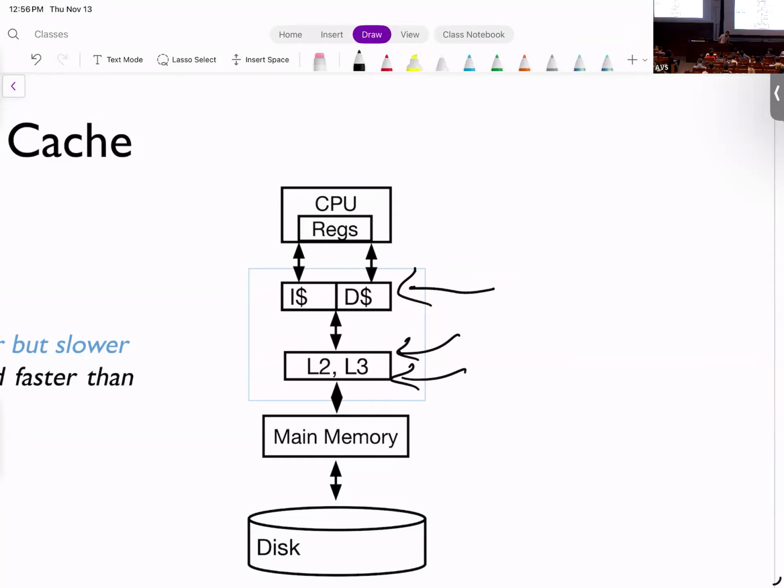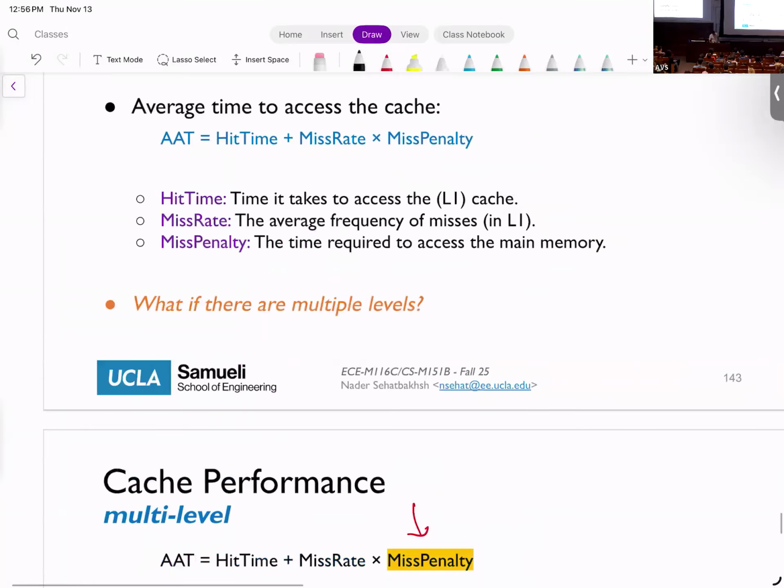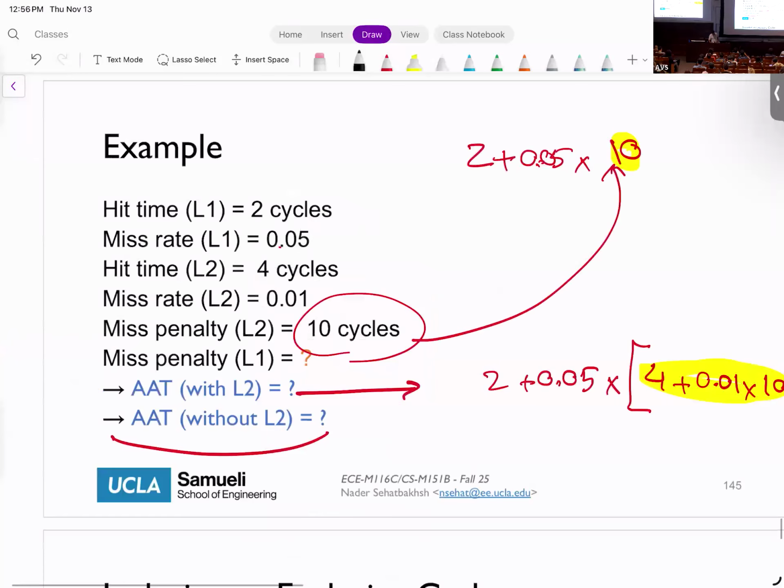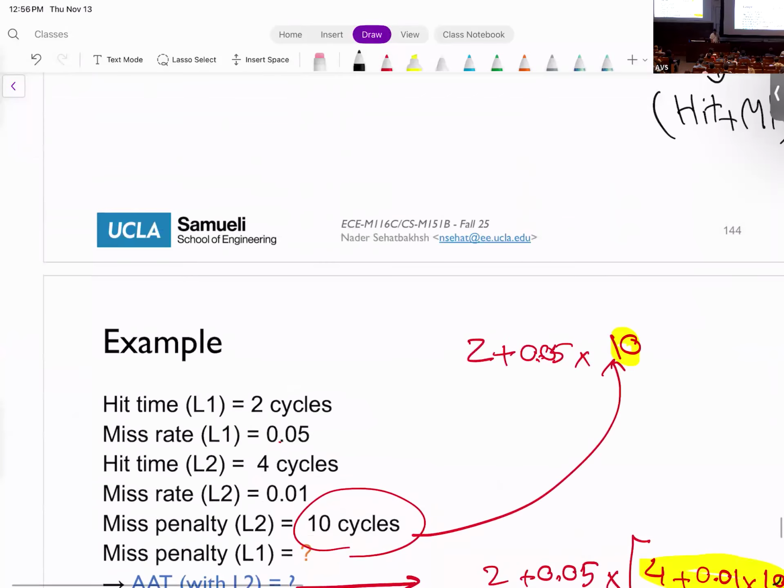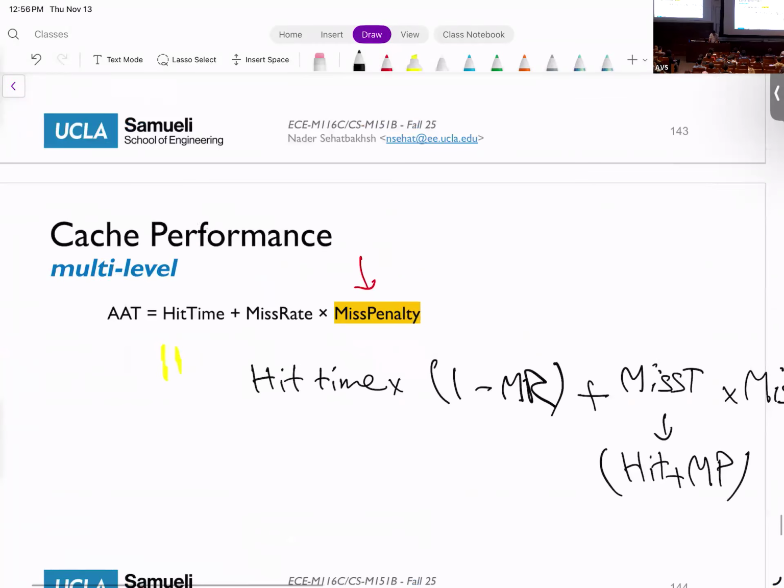Say again. Those calculations you did on the slide. Yeah. Yeah. So essentially, let's look at this, right?